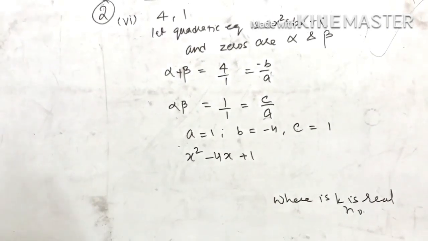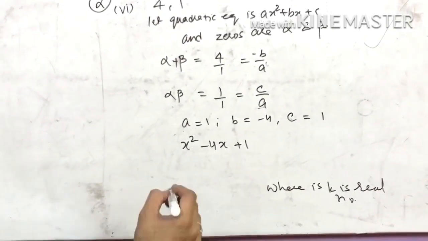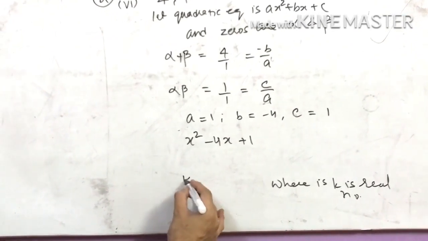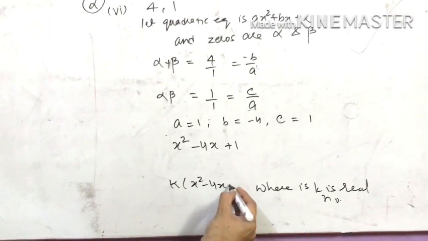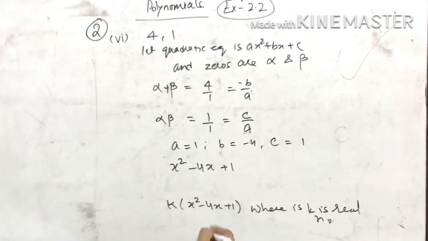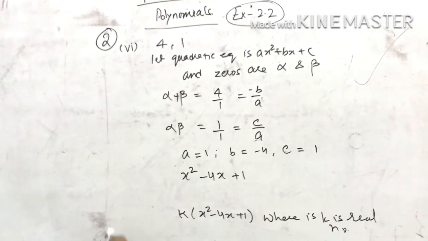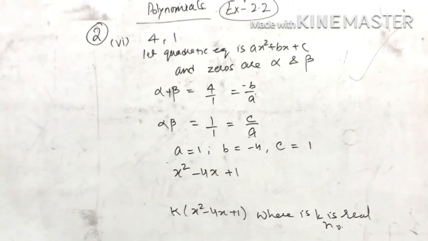So this is one of your equations, and if you want to find other equations also, you have to write down k times x square minus 4x plus 1, where k is a real number. These are all other equations which are also satisfying the given condition.